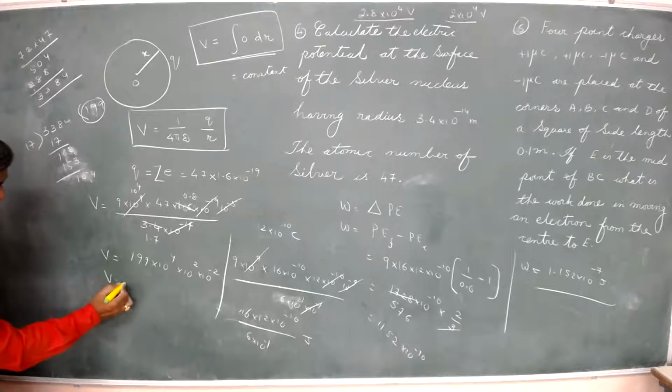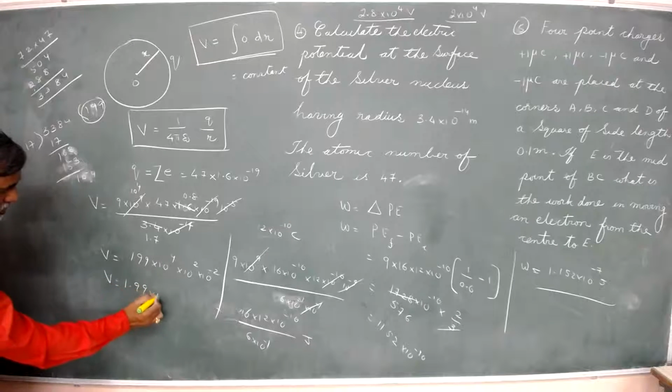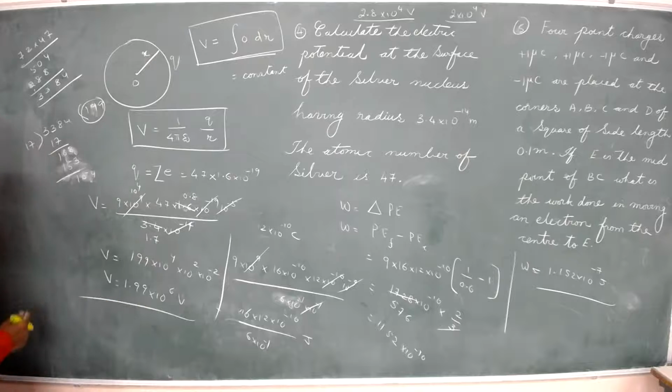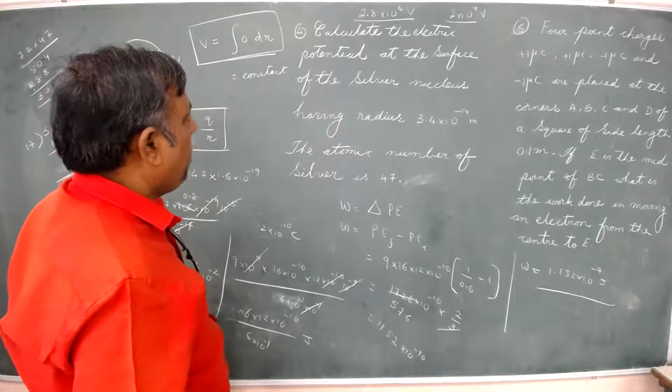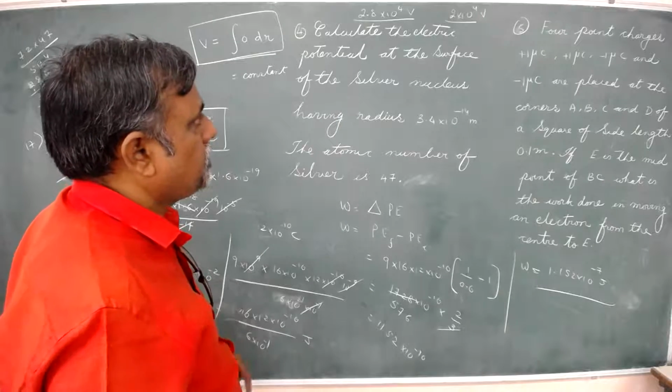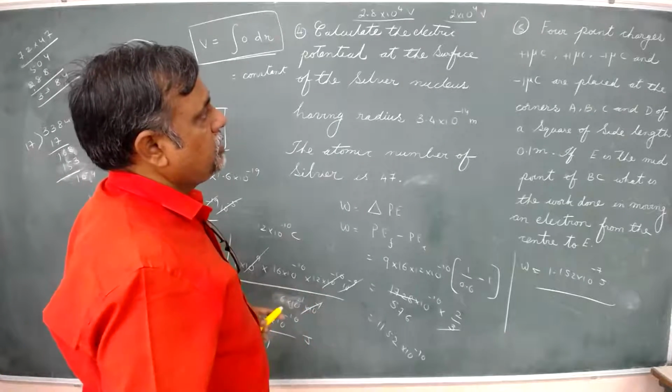Okay, so B is equal to 1.99 into 10 power 6 volt. So approximately 2 into 10 power 6. Okay, like this. So this is the way how we have to work out the fourth problem. Okay, now coming to the fifth problem.